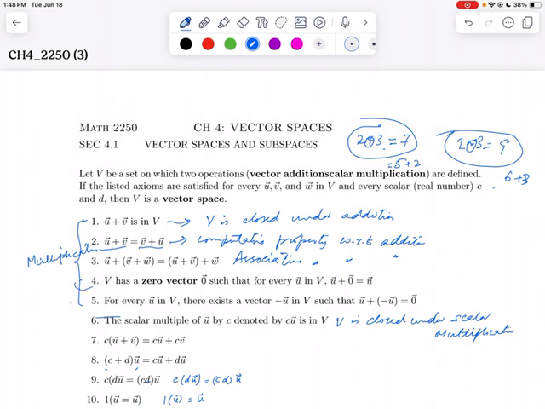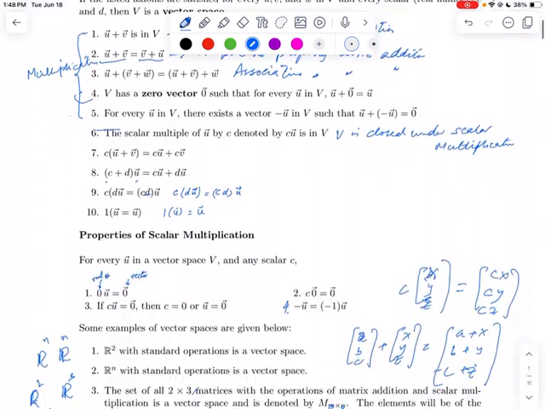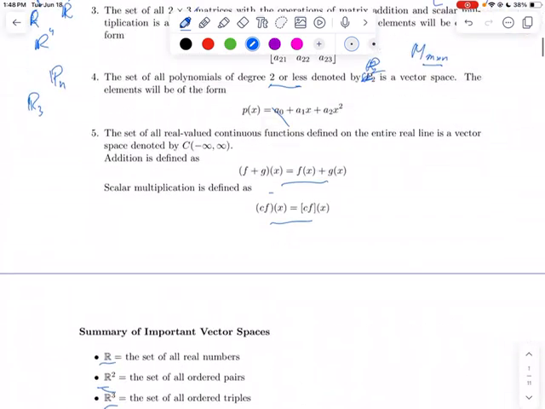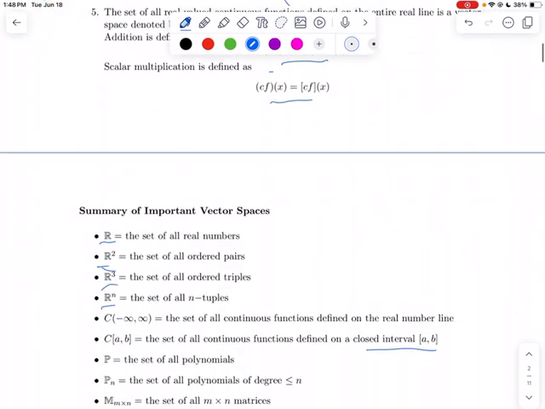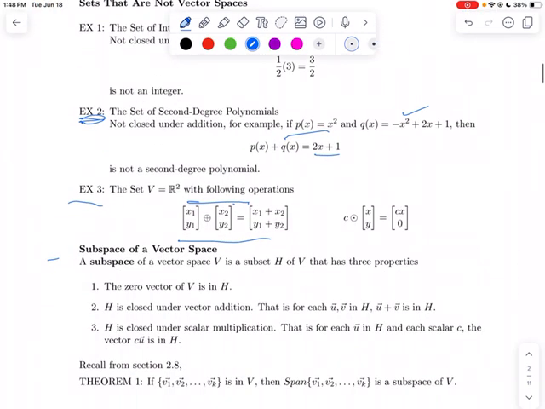5th we can check, and if that works, then we can check the next one and the next one. So what will happen here, the 5th axiom says that if there is a vector u, then there is a vector negative u such that u plus negative u should give us the 0 vector. So the 0 vector is (0, 0). So let's see. So what is negative u?